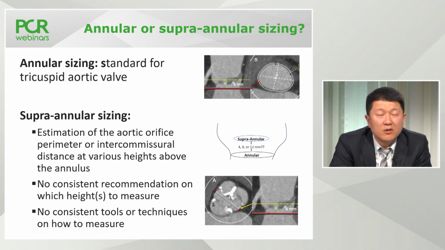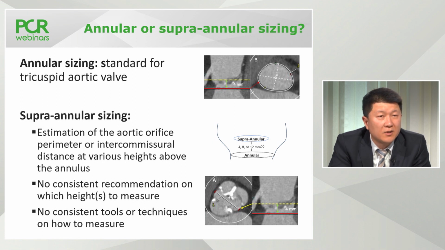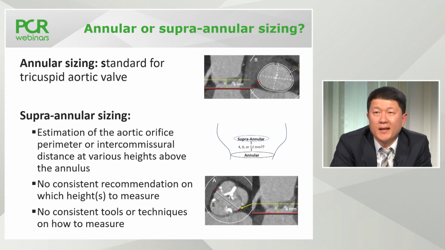Regarding bicuspid aortic valves, there is a controversy, and there is an alternative method of sizing, which is supra-annular sizing, which came up due to the fact that there is a narrowing, a very narrow part, around 4 to 8 millimeters above the annular plane, and I think Didier Tchétché has done some analysis on that.